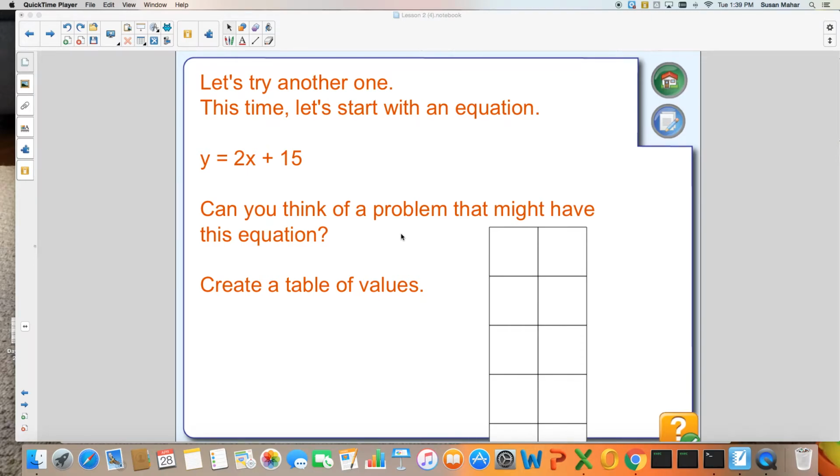Okay, back we go. So now we're going to try another one. This time let's start with an equation. We're going to use the equation y equals 2x plus 15. The first thing I want you to do is, can you think of a problem that might be represented by that equation? Take a moment, turn your video off, and see if you can come up with a problem.